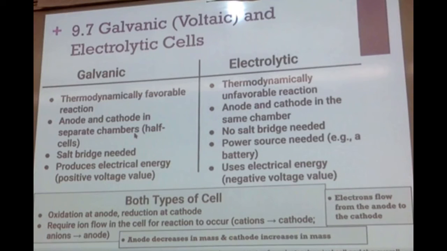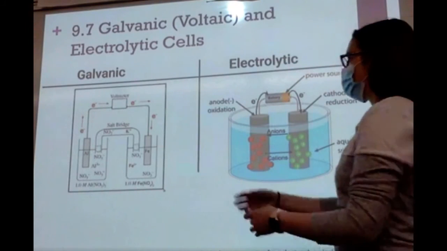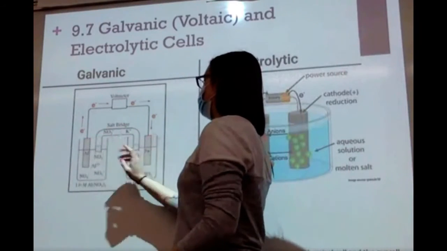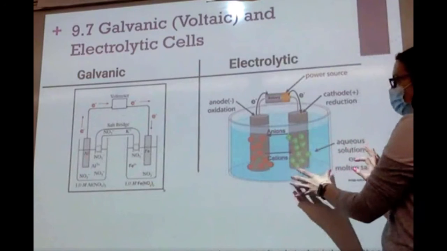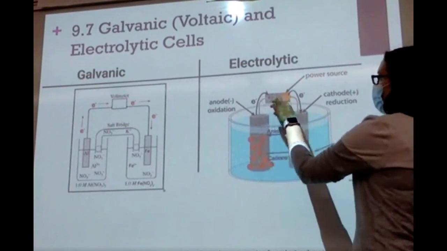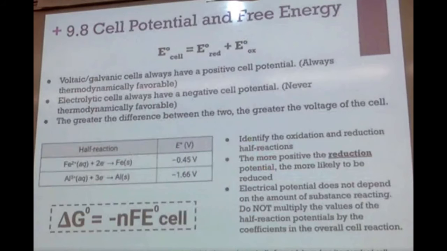So that took what we did over like 4 days and put it into one slide. Here's just a picture of both. So your galvanic, you have two separate containers with the salt bridge, the wire, and the voltmeter. An electrolytic cell, you have everything in the same container. They're connected with a battery. So an electrolytic cell needs a battery to work because it has a negative cell potential.